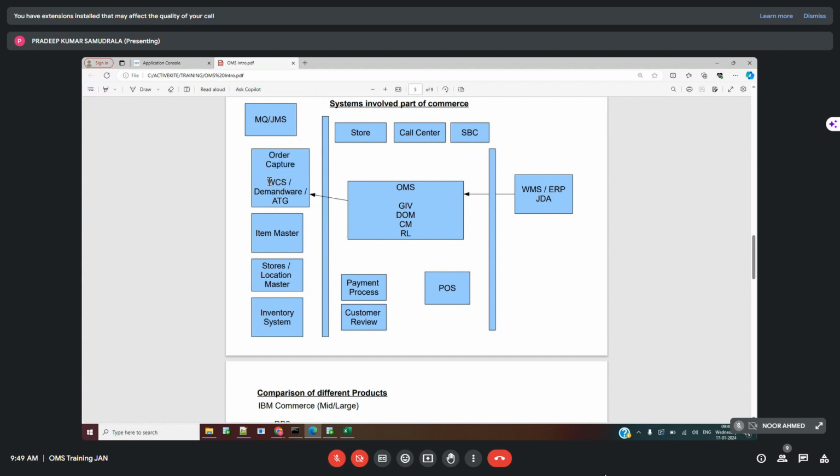And in the market, we have different kinds of applications, like how for order management system we have Sterling. We have something called WCS, which is nothing but WebSphere Commerce, an application of IBM. And we have Demandware, and we have ATG. I don't remember the full form of ATG, but this is a product of Oracle. So these are the different systems available to have the order capture system implemented for that particular implementation or client.